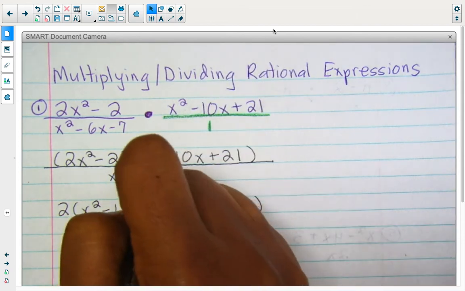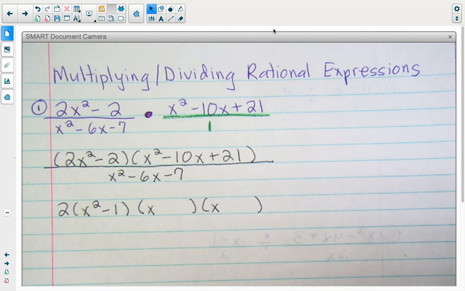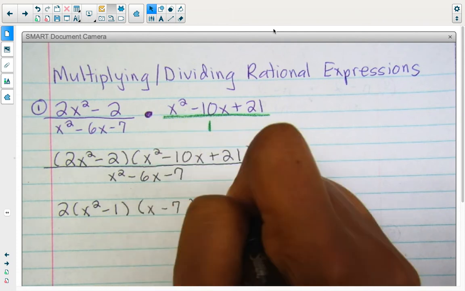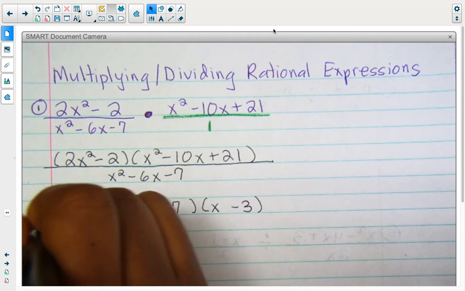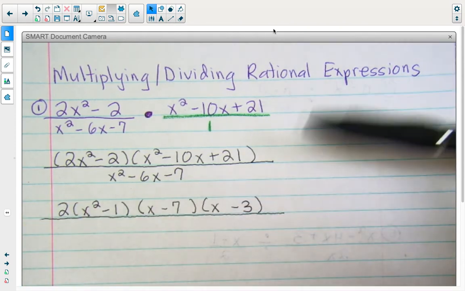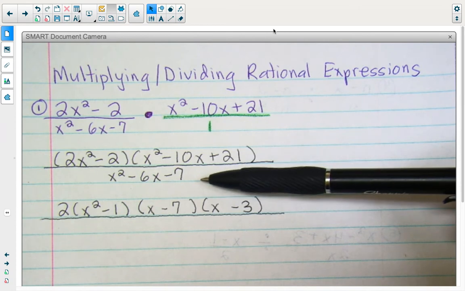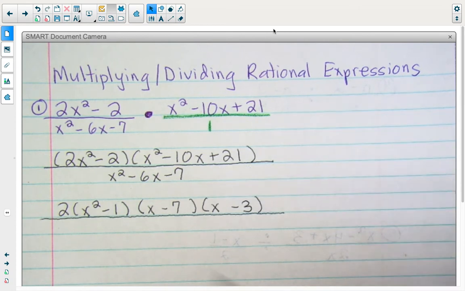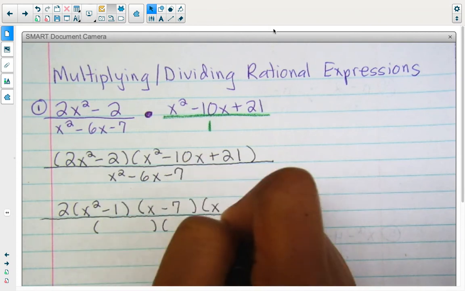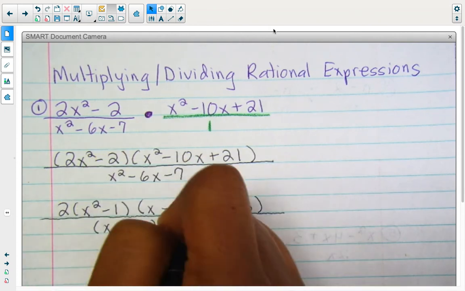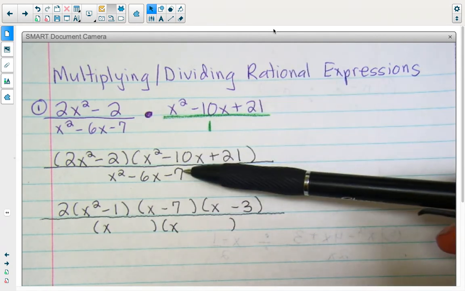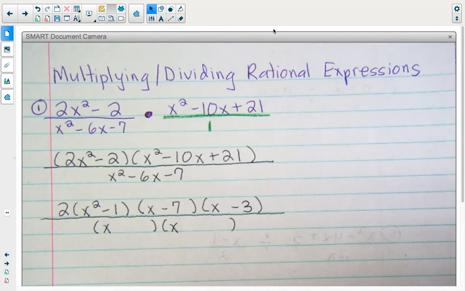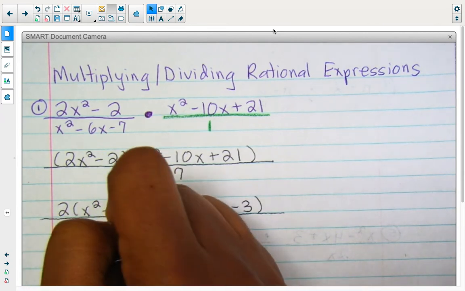So we'll go ahead and put my x's in. We need 2 numbers that multiply to give me positive 21 and add to give me negative 10. So those numbers are negative 7 and negative 3. So it multiplies to give me the last, adds to give me the number in the middle. Now I'm going to factor the denominator. So this is my denominator, x squared minus 6x minus 7. We'll set up parentheses, we'll put our x's in. We need 2 numbers that multiply to give me negative 7 and add to give me negative 6. So those numbers should be negative 7 and positive 1.